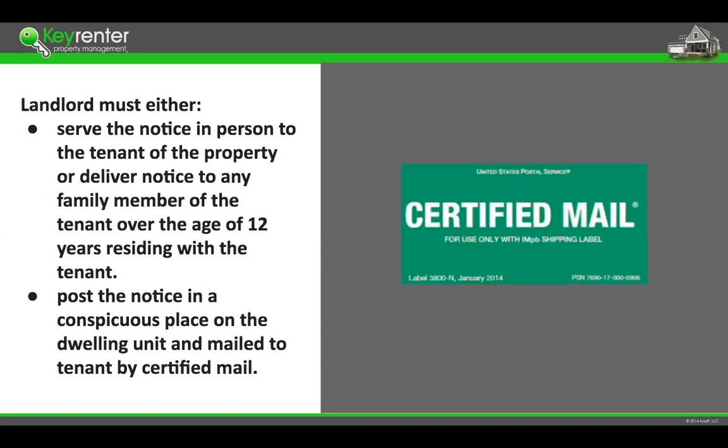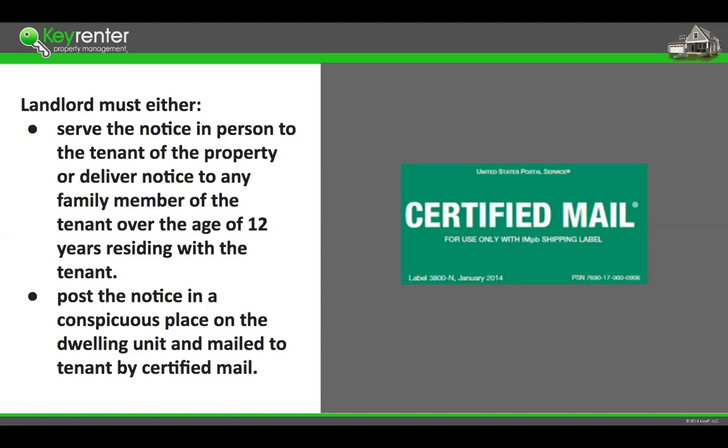For any of these, you need to either serve the notice in person to the tenant of the property, or deliver the notice to any family member of the tenant over the age of 12 years old that is residing with the tenant. So if somebody's there, and you believe that they're 12 years or older, you can issue them the notice personally, by putting it in their hand. You can also, if you're unable to serve them personally, post the notice in a conspicuous place on the dwelling unit and mail it by certified mail.